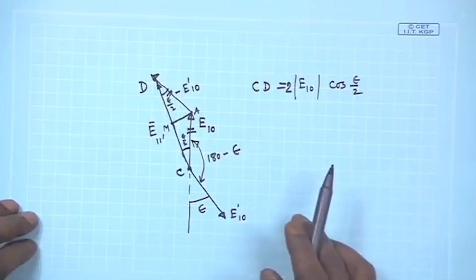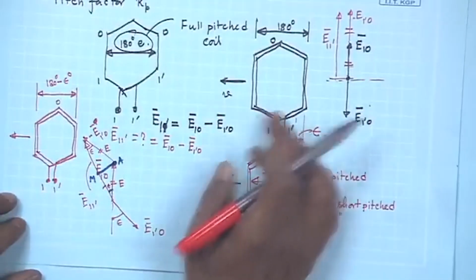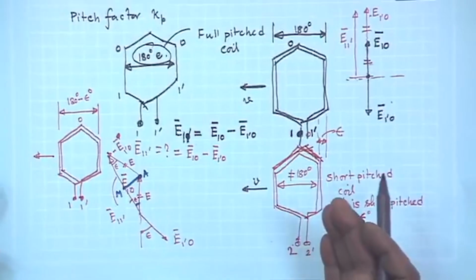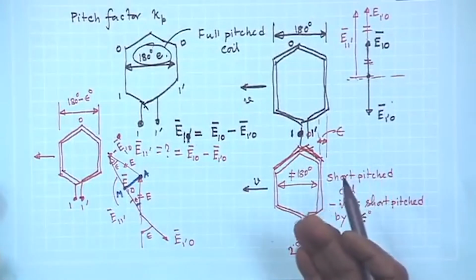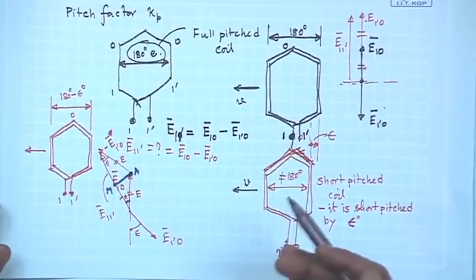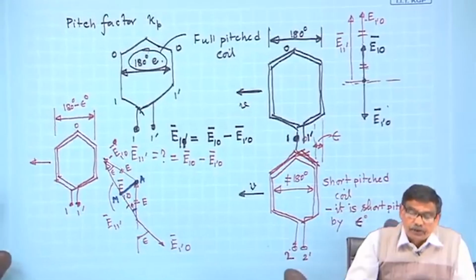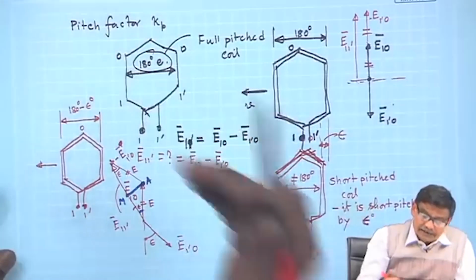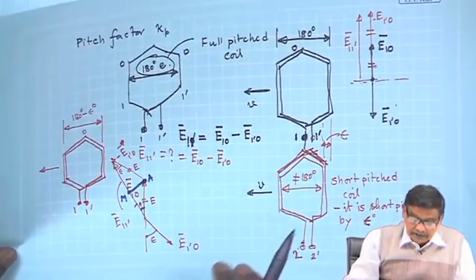We were discussing the pitch factor. Pitch factor means that the coil span is slightly short of 180 degrees. And why a short pitched coil? Because we have been telling you from the very beginning to try to make a full pitched coil of 180 degrees. But why that short pitched coil is necessary, I will discuss right now.